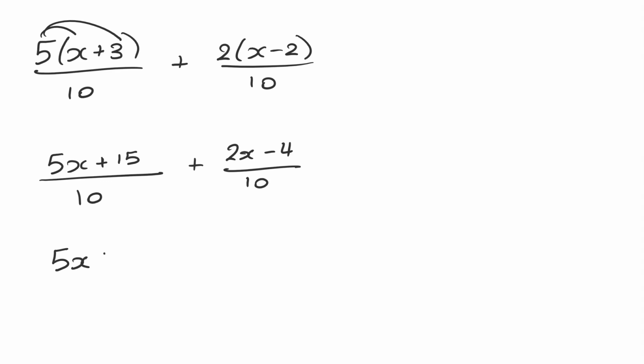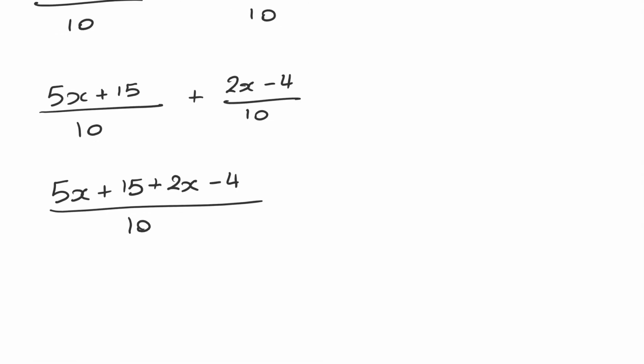So there's a singular fraction, so 5x plus 15 plus 2x minus 4 all over 10. And we add the like terms, so we can add the 5x and the 2x, that gives us 7x. And we go 15 minus 4, that gives us plus 11 over 10. And we can't simplify this any further, so this over here is our final solution. And that is how we go about adding or subtracting algebraic fractions.